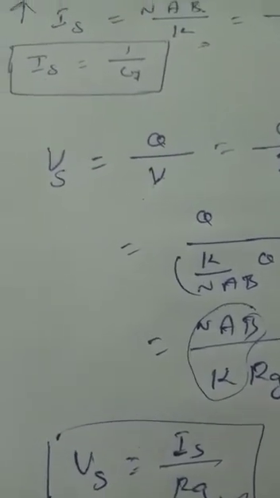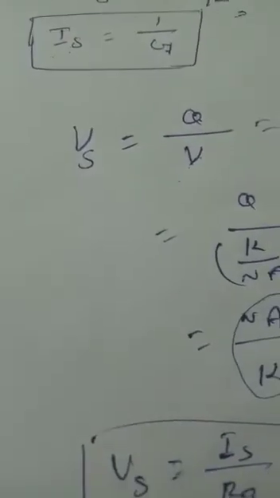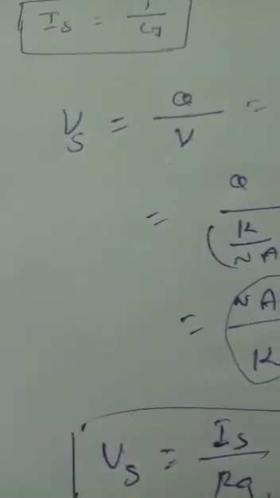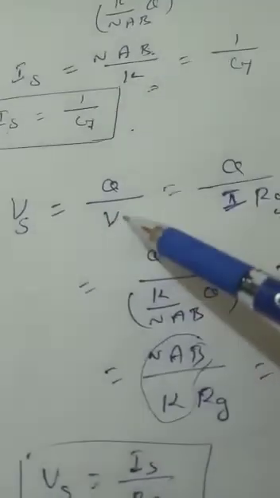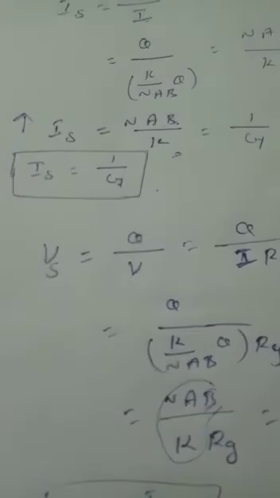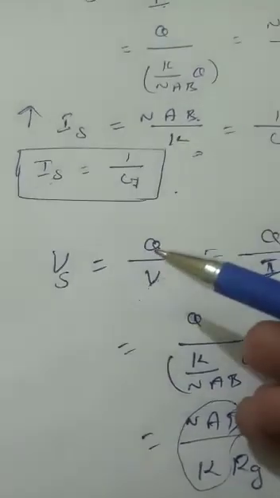So the current sensitivity Is is equal to 1 by G, and the voltage sensitivity Vs is equal to Is by Rg. Current sensitivity is the deflection produced per unit current passing through it. Voltage sensitivity is the deflection produced per unit voltage applied across it. That's all.